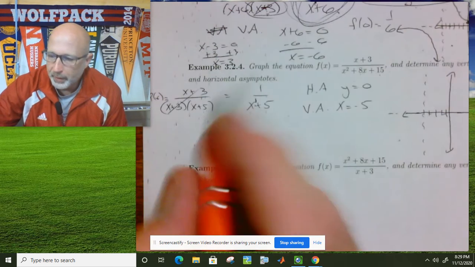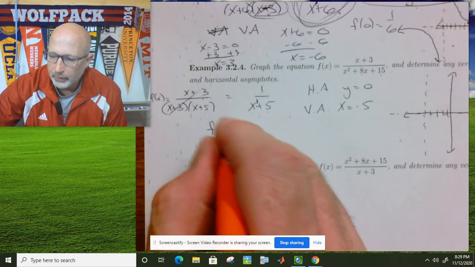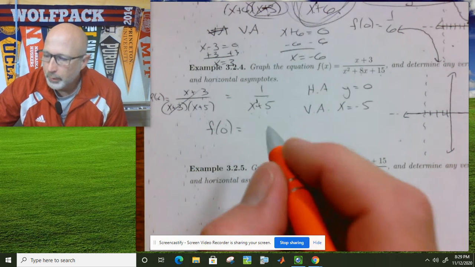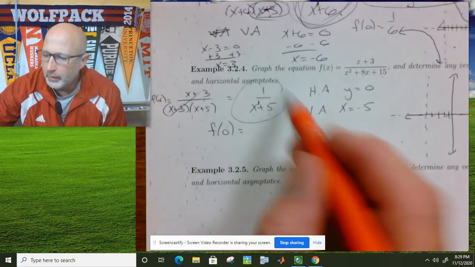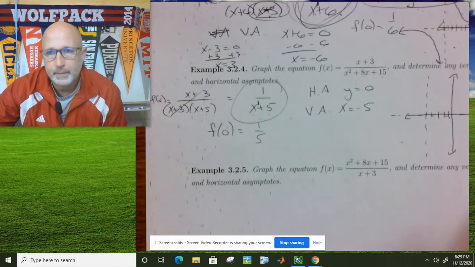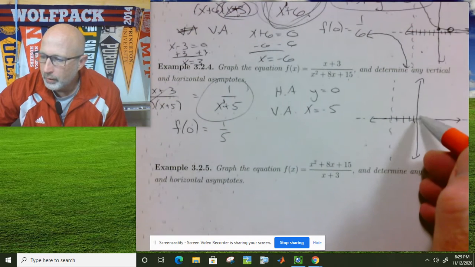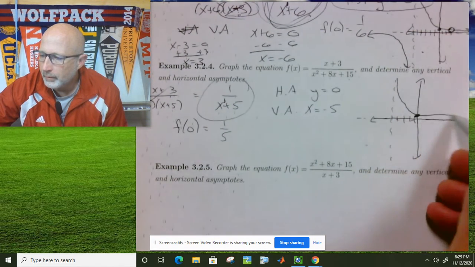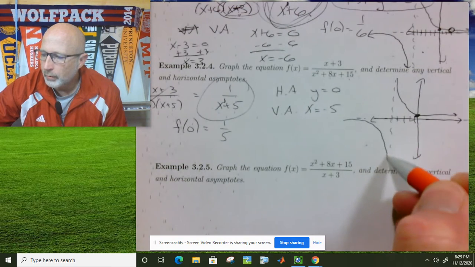So what do we do? We plug in a value of 0 for x. It doesn't have to be 0, but usually 0 is the easiest thing to plug in. So when I do that, once again, I'm going to go to this equation right here. So I have 1/5. So at 0, you're at 1/5. It's right there, which means my graph is going to go right here, and it's going to go right there.